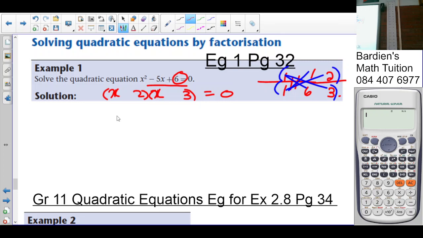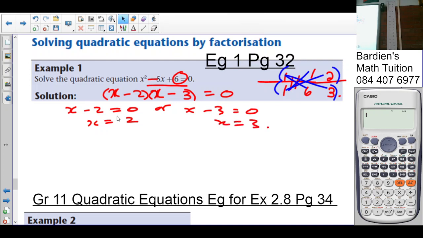What about our signs? Both must be the same sign. Because the last term is positive and the middle term is negative, in this case both are going to be minus. So take the sign of the middle term. In grade 10 we've done this already. So we say that x minus 2 is equal to 0 or x minus 3 is equal to 0. So x is equal to 2 or x is equal to 3. And we can check if we are right. If we put 2 into the original sum, it's 2 squared minus 5 times 2 plus 6. 2 squared is 4, minus 10 is minus 6, plus 6 is 0, and you can do the same for 3. Any confusion there?